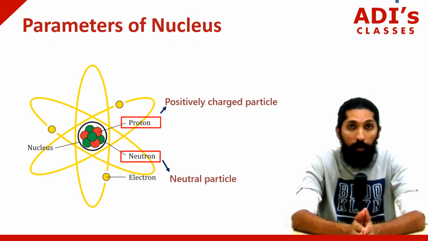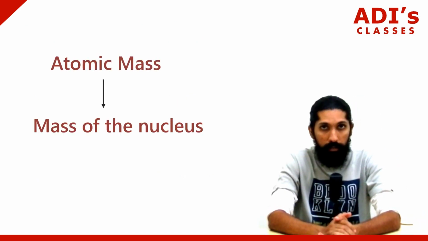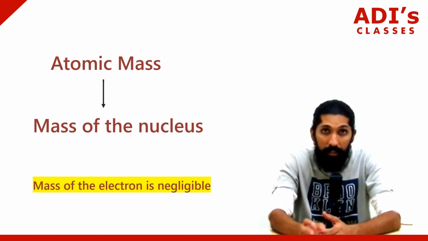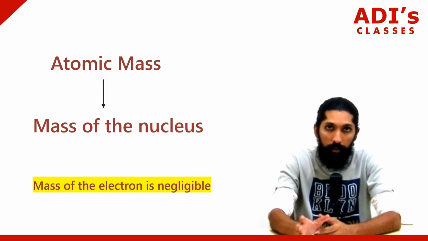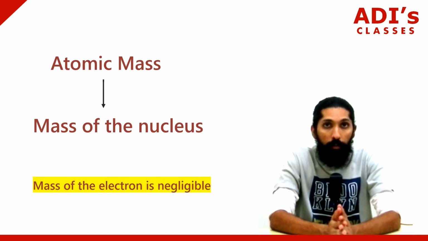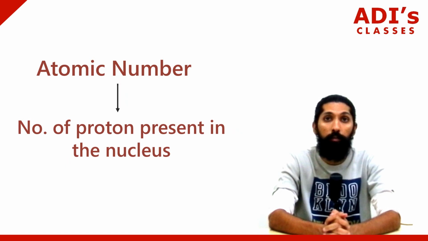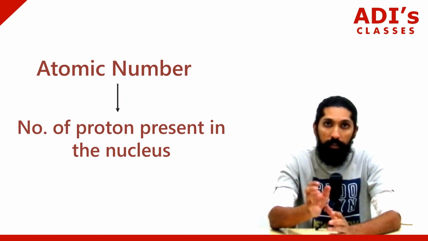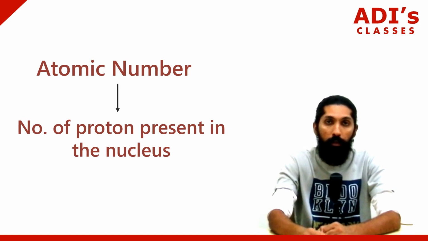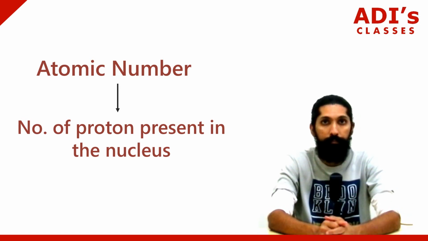Now, whenever we talk about atomic mass, we talk about the mass of the nucleus, because the mass of the electron is negligible when compared to the mass of the nucleus. So whenever we talk about atomic mass, it is the mass of the nucleus, and when we talk about atomic number, it is the number of protons present in the nucleus. So the nucleus is pretty much the entire thing about an atom.